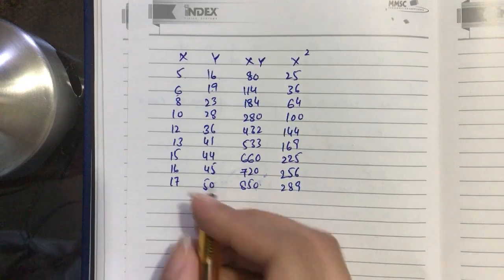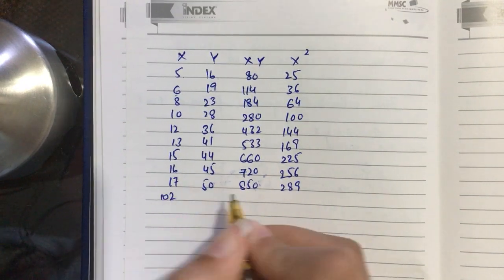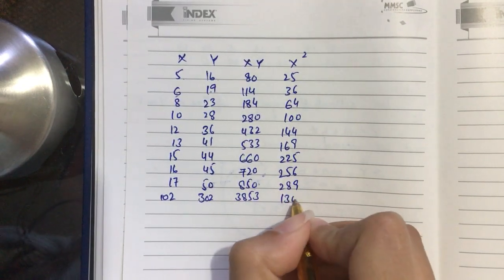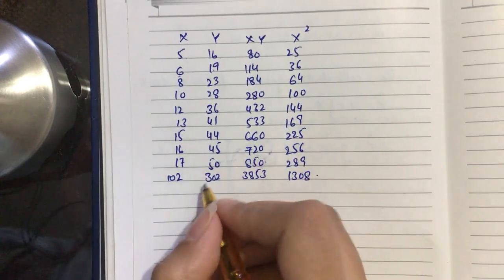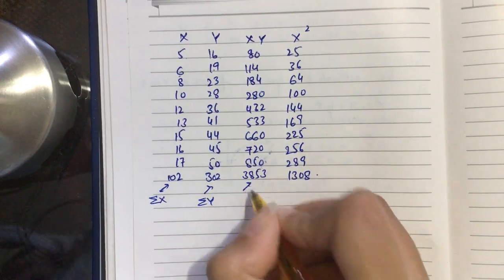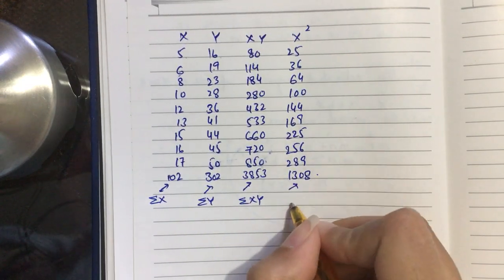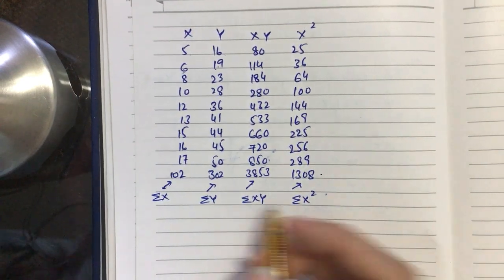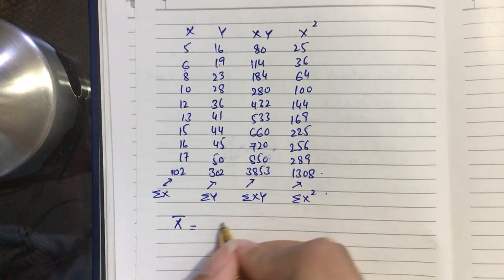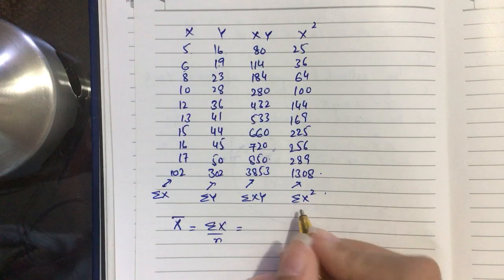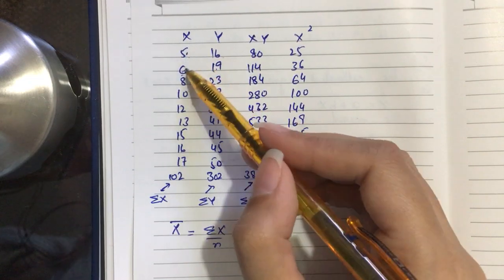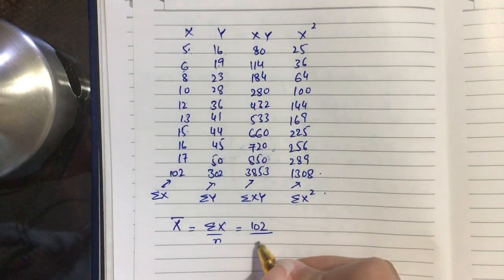Now further is adding all these values. So I got 102, 302, 3853 and 1308. So this is the value of summation x, this is the value of summation y, this is the value of summation xy, and this is the value of summation x square. Now putting all these values, I'm going to first find the value of x bar, the mean value, that is summation x over n. So here the value of summation x is 102 and n is the total number of observations, that is 1, 2, 3, 4, 5, 6, 7, 8 and 9.